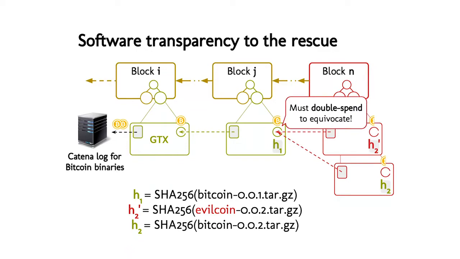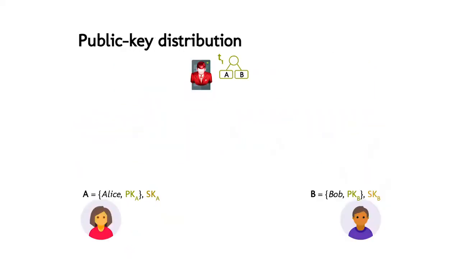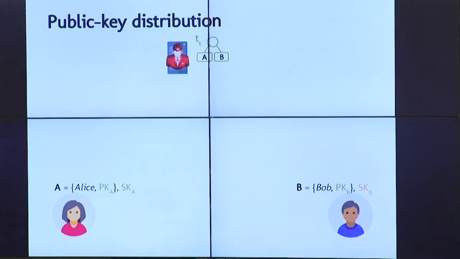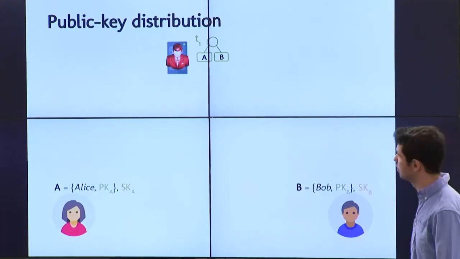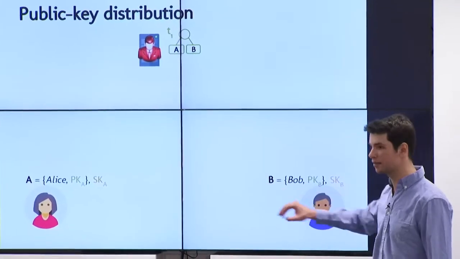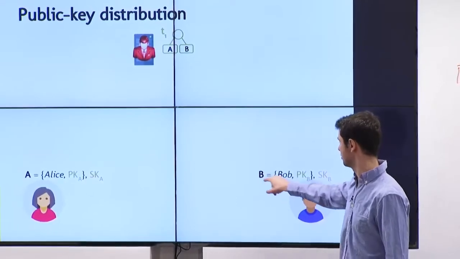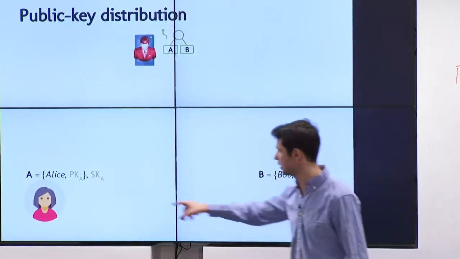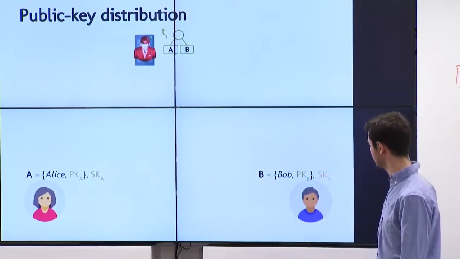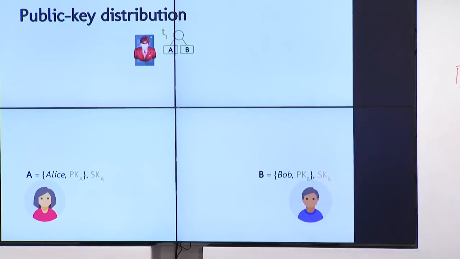Yes, so the idea is that you have to double spend to equivocate. And the other example, the reason I wanted to start this research, had to do with public key distribution. So let's say we have Alice and we have Bob. And they both have their public keys. I'm using the letter B to denote Bob and his public key, and the letter A to denote Alice and her public key. And they have their corresponding secret keys, right?